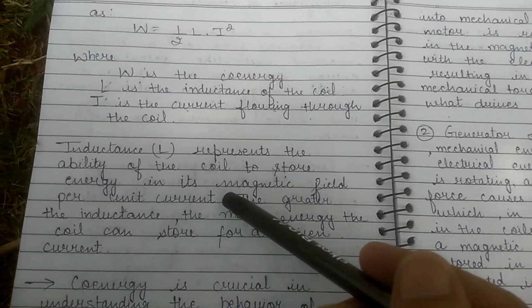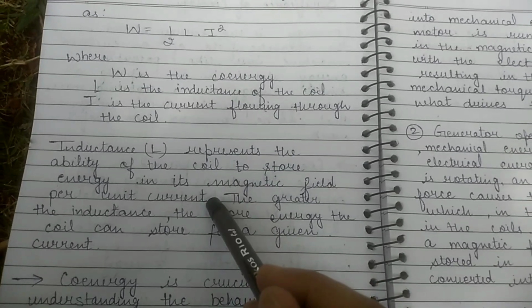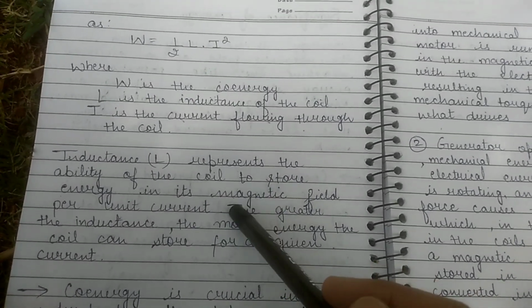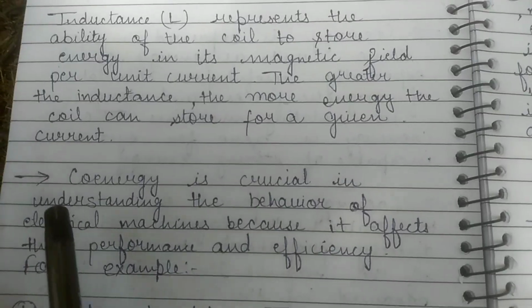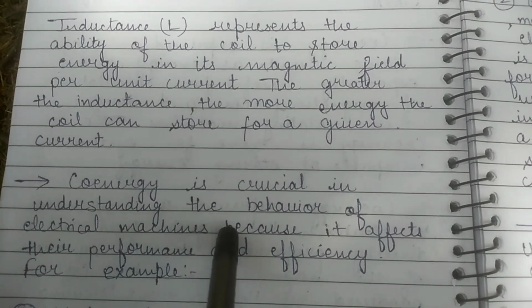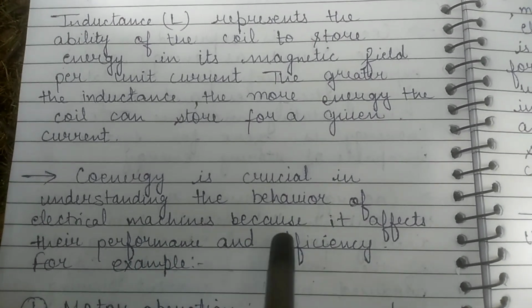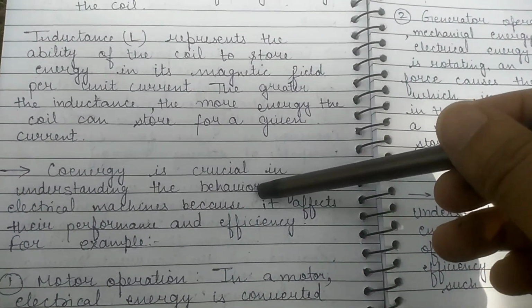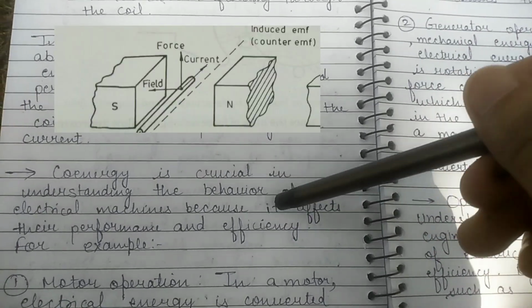By considering the coenergy stored in a magnetic field, engineers and researchers can better predict how magnetic materials will behave under different conditions, such as changes in the current or the presence of magnetic materials in the circuit. Coenergy is crucial in understanding the behavior of electrical machines because it affects their performance and efficiency. It is significant in analyzing the behavior and performance of electromagnetic devices like motors and generators.